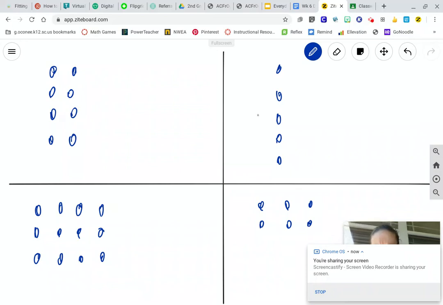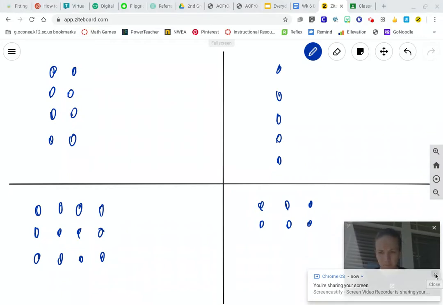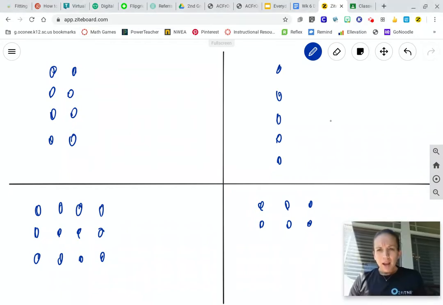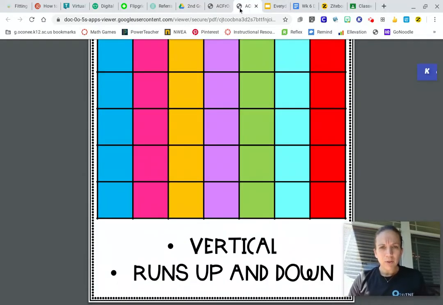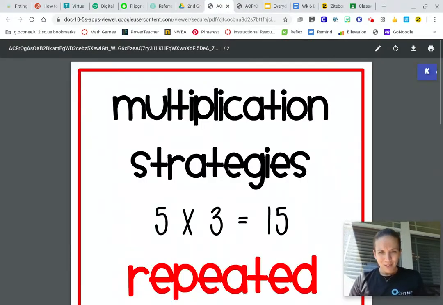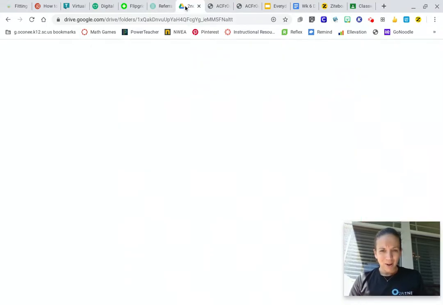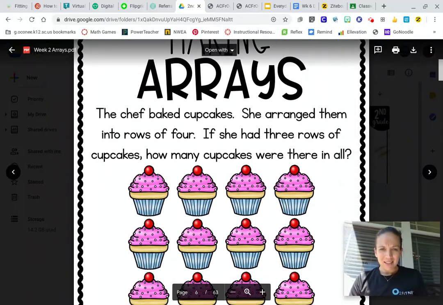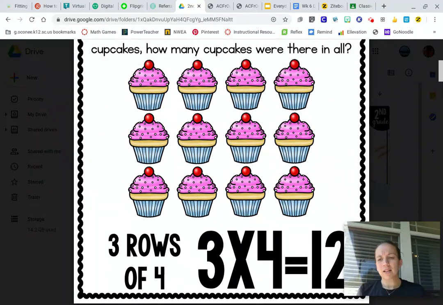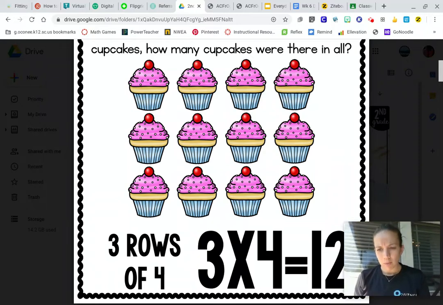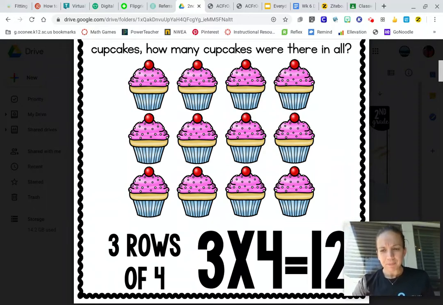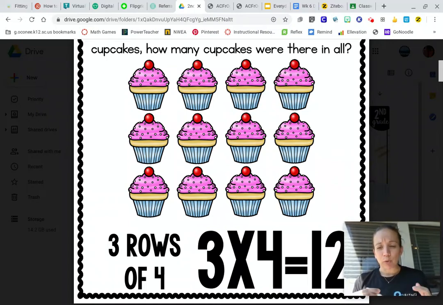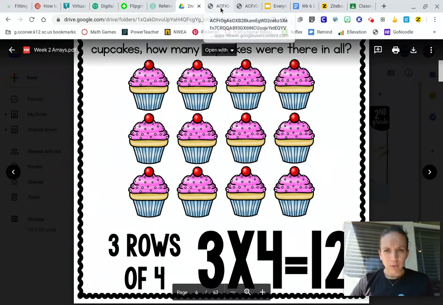Hey guys, I'm going to do my lesson for the arrays lesson. I'm going to talk you through a couple of things. First off, an array, let me get to the right page, sorry. An array is an organized set of objects or pictures or anything, but it's organized in rows and columns. Before I show you some examples, I want to take you to rows and columns.